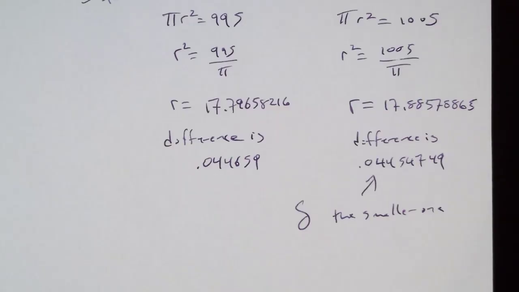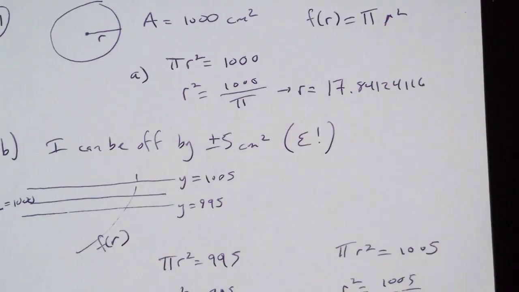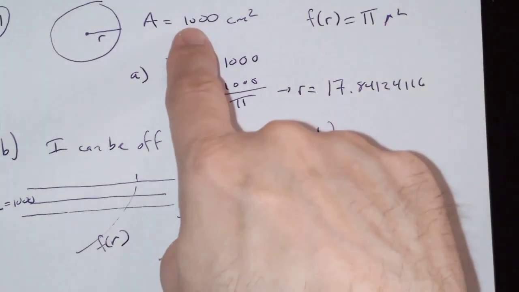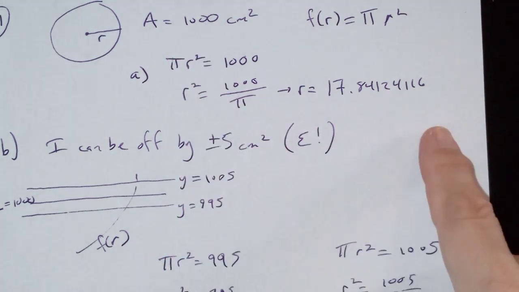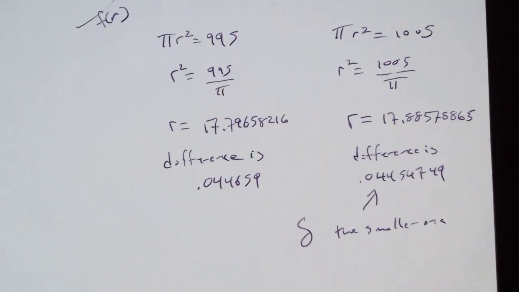By the way, part C of this problem asked me to go through and identify all of the parts by the names they would have in the definition. So our f of x, our L, our A, our epsilon, and our delta.